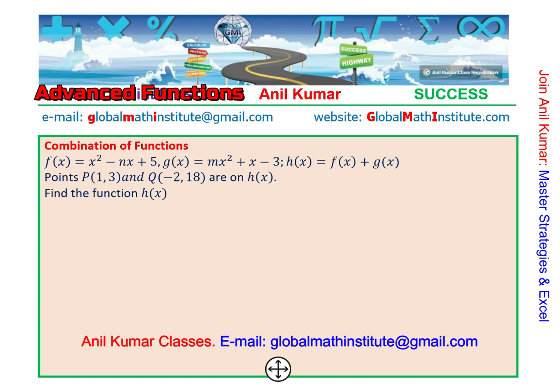The last question here is f of x equals x squared minus nx plus 5. g of x is mx squared plus x minus 3. h of x is the sum of f of x and g of x. Points P(1, 3) and Q(minus 2, 18) are on h of x. Find the function h of x.